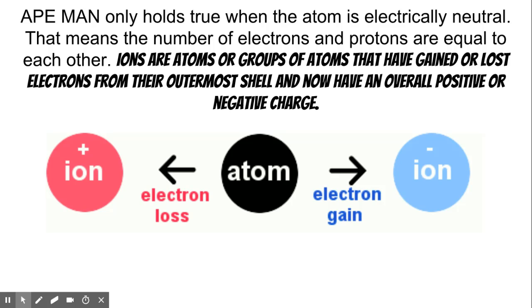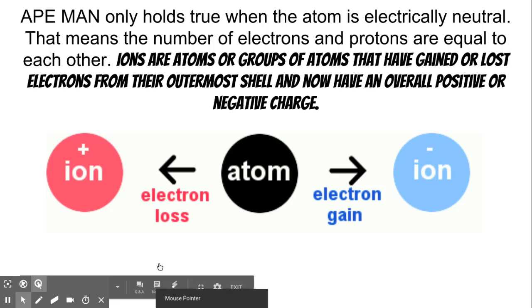Up next, we have ions. Our atomic number equals number of protons equals number of electrons only holds true if your atom is electrically neutral. So that means you have the same number of electrons and protons. Remember, protons have a positive charge for each one that you have, and electrons have a negative charge for each one that you have. So if you have a different number of protons and electrons in an atom, overall that atom is going to have a charge.